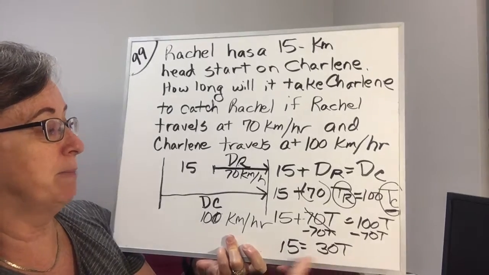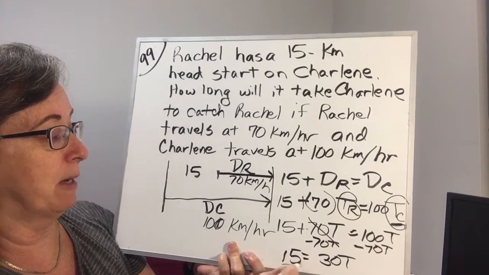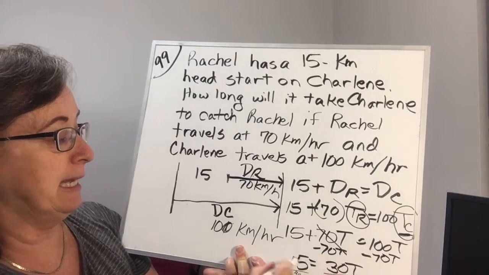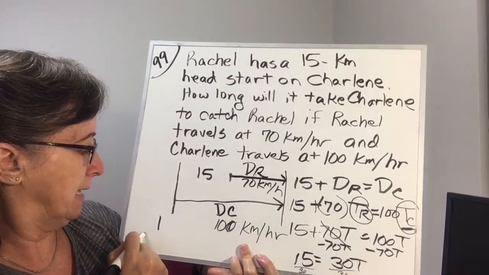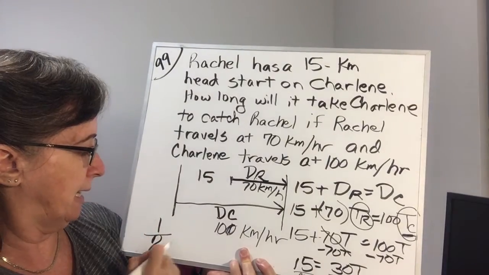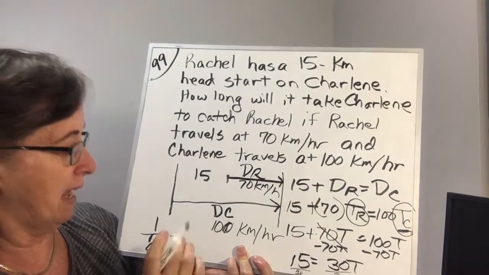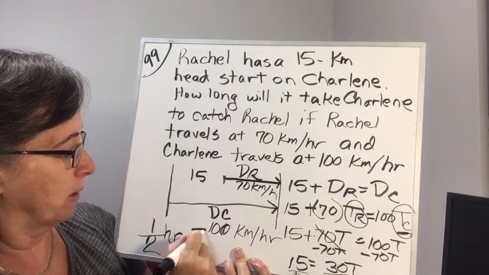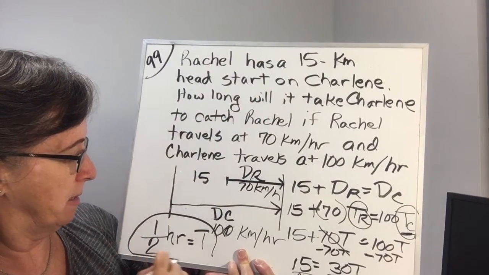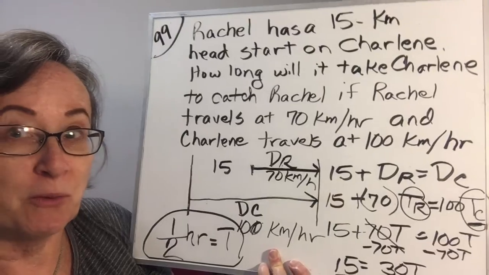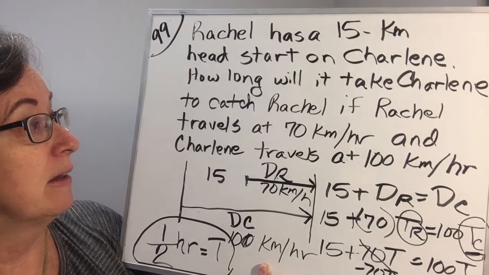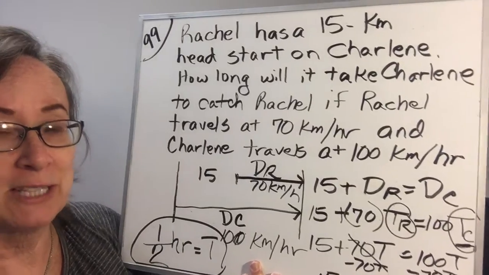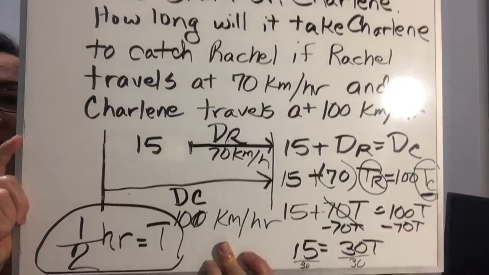So now we're going to divide both sides by 30. Divide by 30, divide by 30. We get t is 15 over 30. t is 1/2. 1/2 hour, since it's time. 1/2 hour is the time before Charlene catches up with Rachel. So that's your second example.